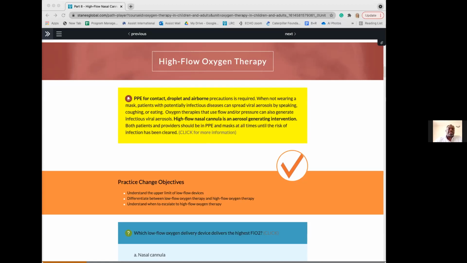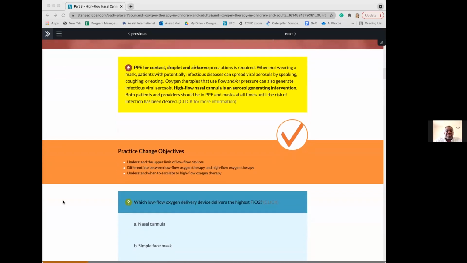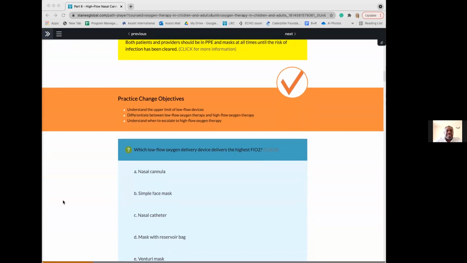So the practice change objectives, as we said, are to understand the upper limit of low flow devices, to differentiate between low flow oxygen therapy and high flow oxygen therapy, and to understand when to escalate to high flow oxygen therapy.